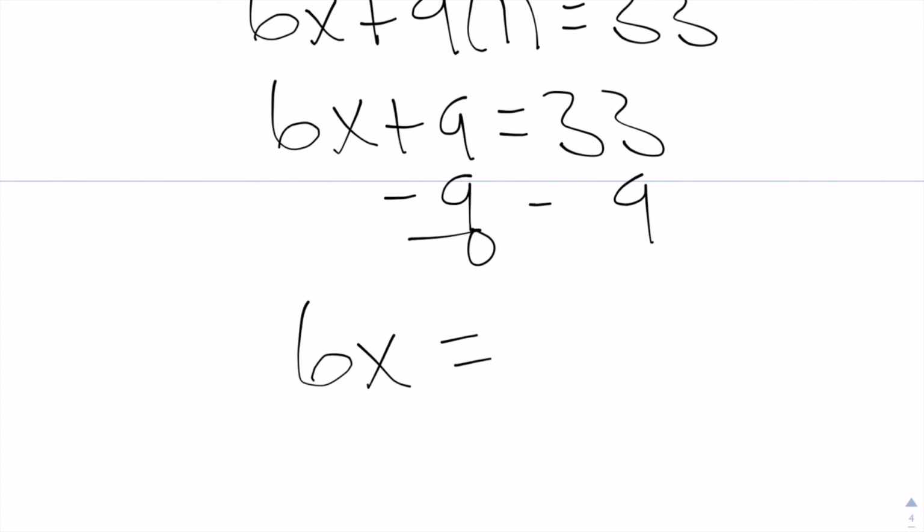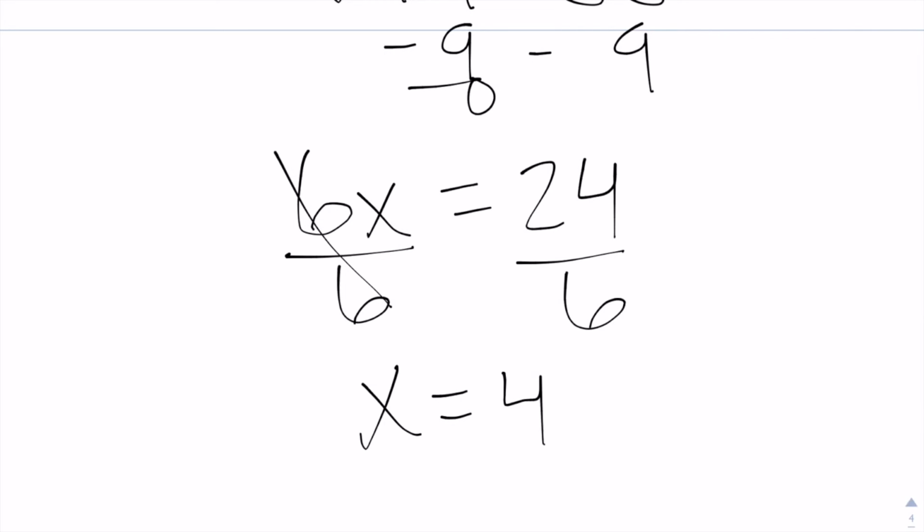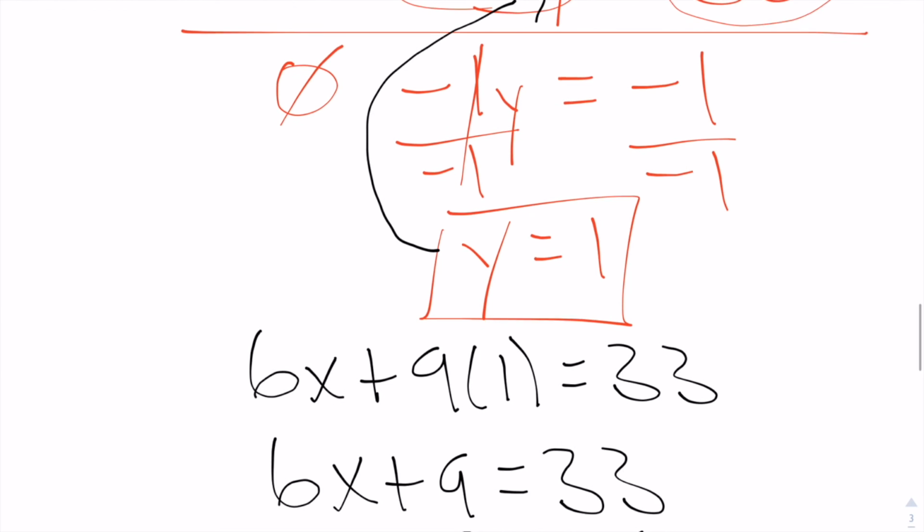I don't know. 24, 6. I think it's 24. If I'm wrong, sorry guys. Correct me in class. Divide by 6. X equals 4. So here are your answers. X equals 4 and Y equals 1.